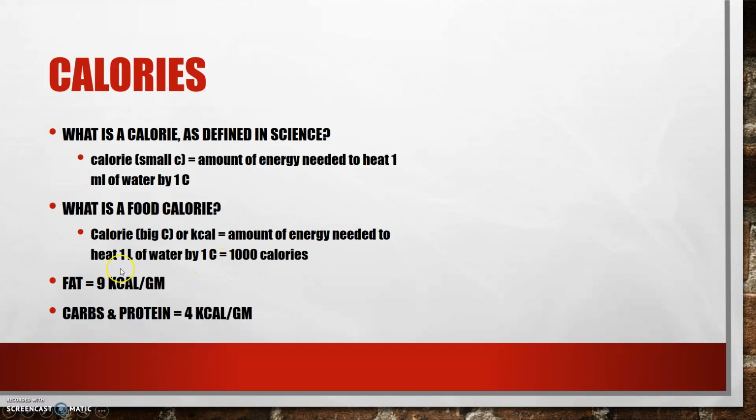Fat has 9 kcals per gram, and a carb or a protein has 4. So fat is quite a bit more kcal dense than a carbohydrate or a protein is.